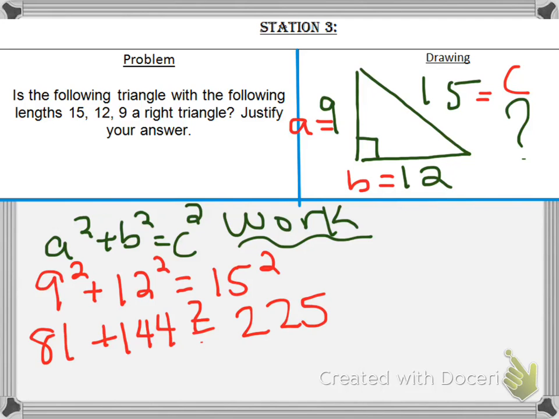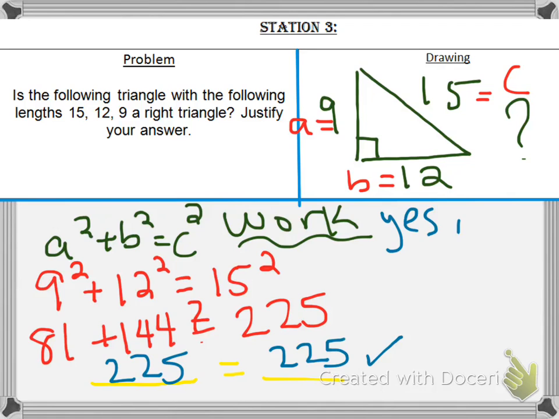Let's check it out. What's 81 plus 144? And again, if it's equal, that means the left-hand side is supposed to equal the right-hand side if it is a right triangle. We already know that this one right here is 225. Now we just got to add and see if it equals 225. What is 81 plus 144? Does it equal? Yes, it does. It's 225. So you know what that means? It is a right triangle.